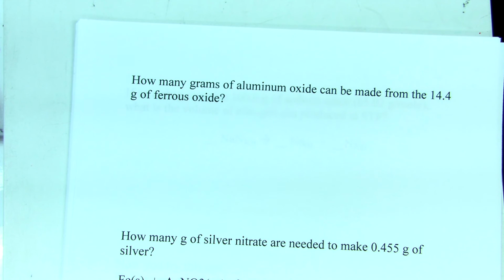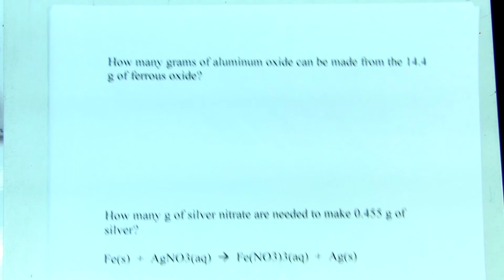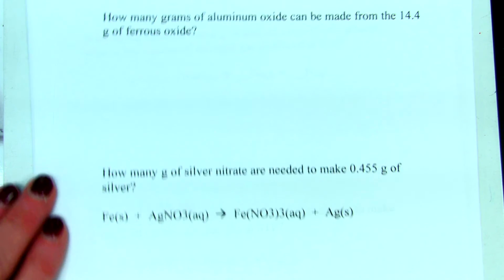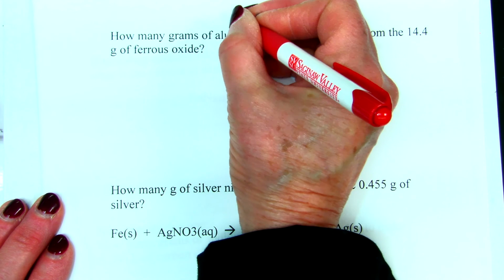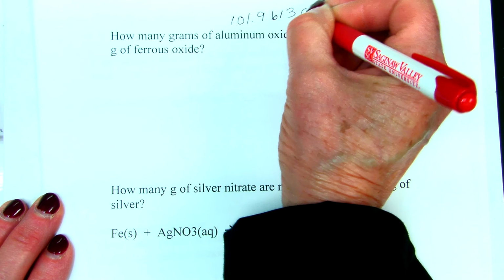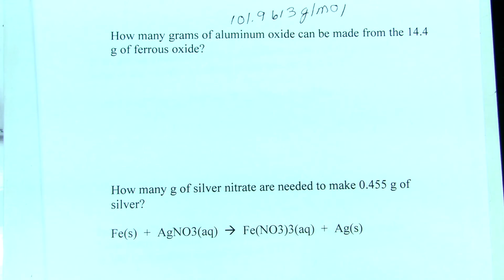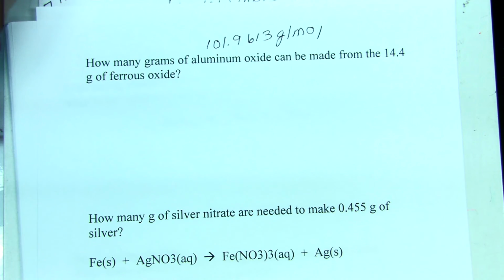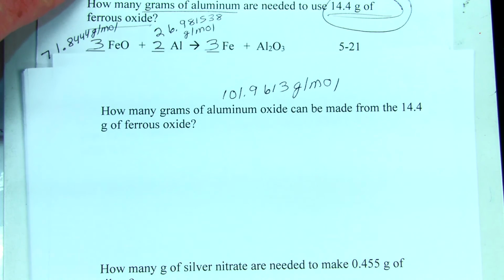How many grams of aluminum oxide can be made from that 14.4 grams of ferrous oxide? So how do we do this one? Where do I start? Molar mass. So we look up the molar mass of aluminum oxide, 101.9613 grams per mole. We already have our balanced equation because we're working with that same balanced equation from the previous problem.